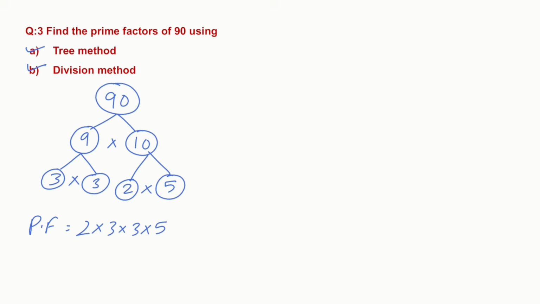Now we will see the division method. So for that we will take the number 90, and 90 is an even number. So we can divide it by 2. 2 times 45 is 90. Now 45 is an odd number. We will check whether it is divisible by 3 or not. So we can divide the 45 by 3.